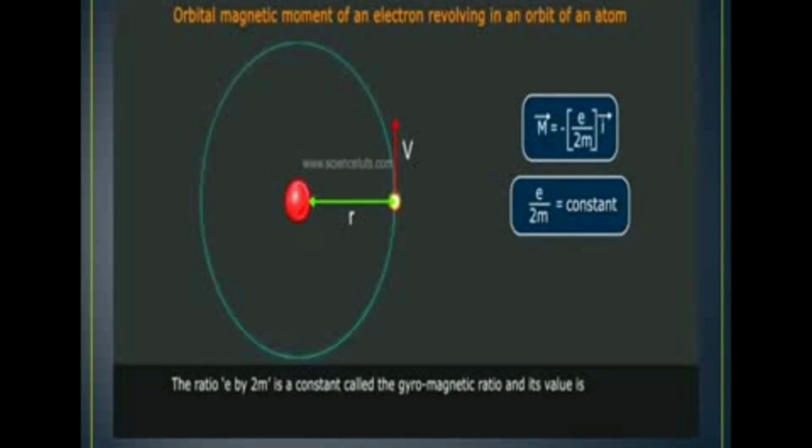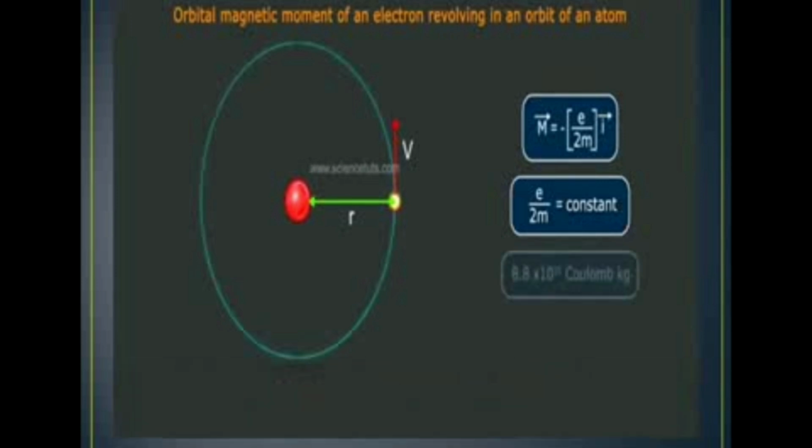So e by m is a constant value, called the gyromagnetic ratio. In your book you have the gyromagnetic ratio. The Bohr magneton value is 9.27 into 10 to the power of minus 34 ampere meter square. Gyromagnetic ratio is 8.78 into 10 to the power of 10 coulomb per kilogram, that is coulomb kilogram power minus 1. This is the gyromagnetic ratio. Another value in your book is the Bohr magneton, which is used to measure the atomic magnetic moment.